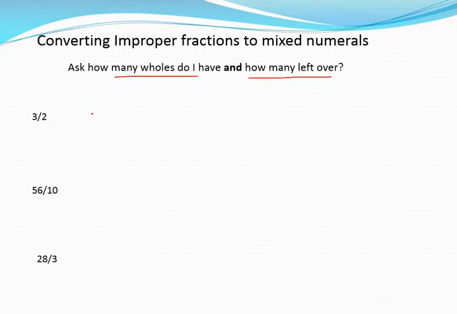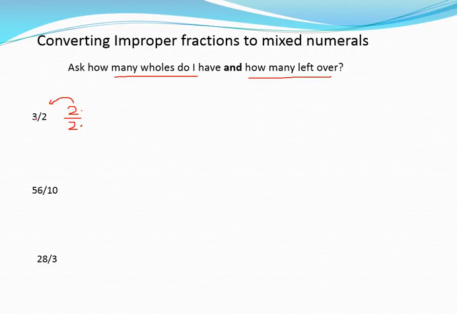Okay, so let's look at this. First thing is understanding what a whole is. In this case we're dealing with halves, so one whole is two halves. Thinking about our big ideas with fractions, I've divided something up into halves, into two bits, and I have those two bits. So that is one whole. My thinking now is to work out how many wholes I have, how many groups of two halves are there in three halves?